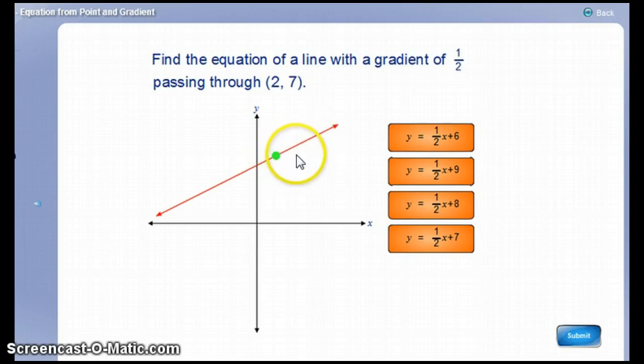So for every 2 I go across, I go up 1. It works the other way. For every 2 I go backwards, I go down 1. There it is. So if this was 7 here on the y-axis, I go across 2, I go down 1, 7 minus 1 is 6, so it's got to be this one here.